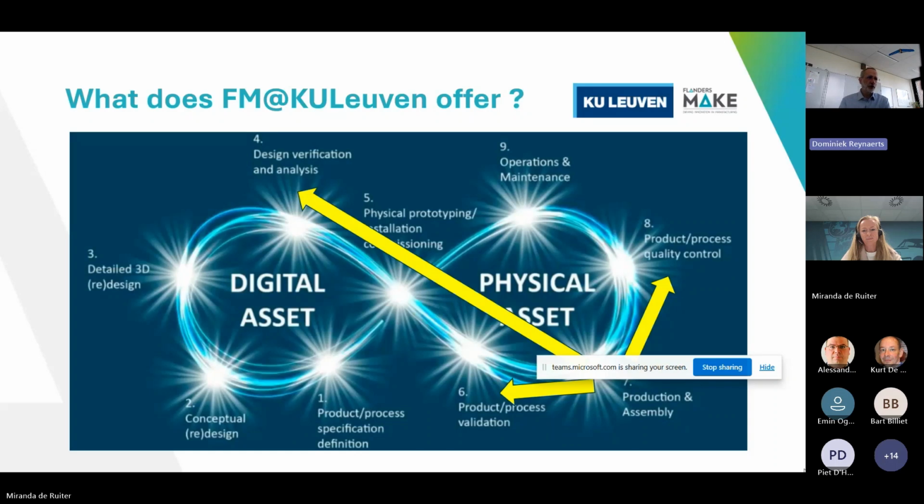So first, number 6 is the product process validation. That's basically affecting the work preparation. 8 is basically quality control, dimensional quality control based on these production data. And then you see 4 completely at the left. This is in the digital phase when the product is not yet made. We also give tools to improve the design, to give the designer tools to do a better design based on those production data.